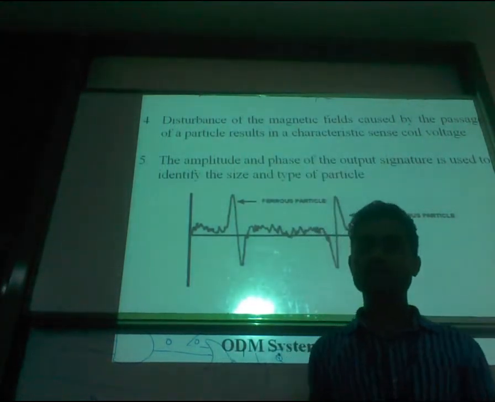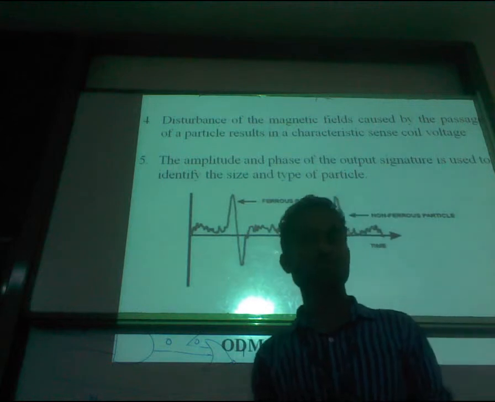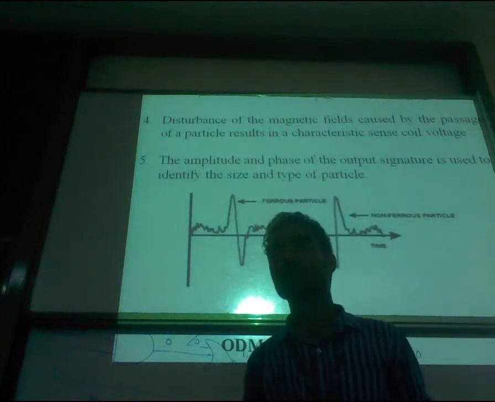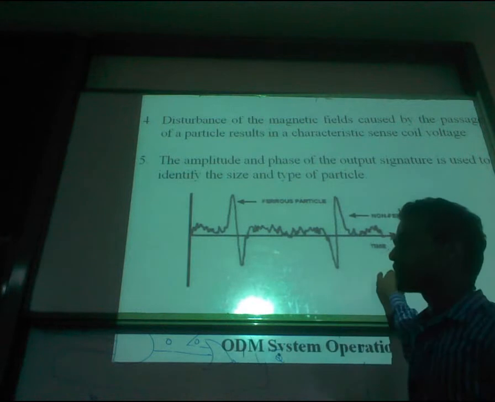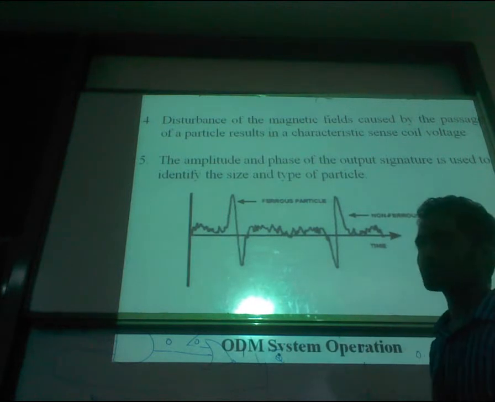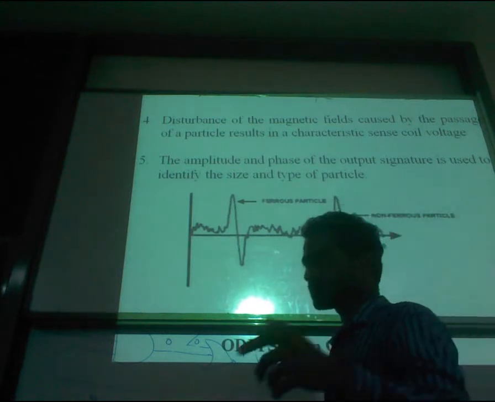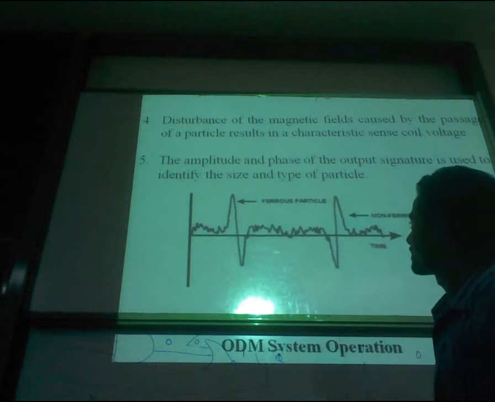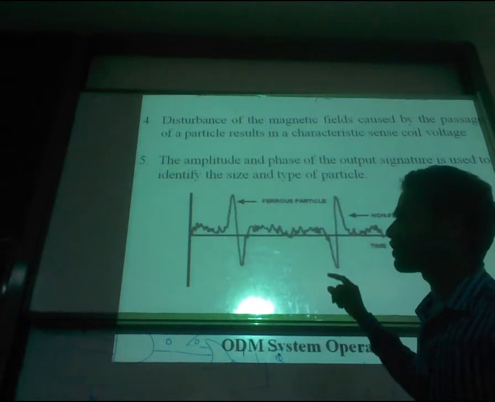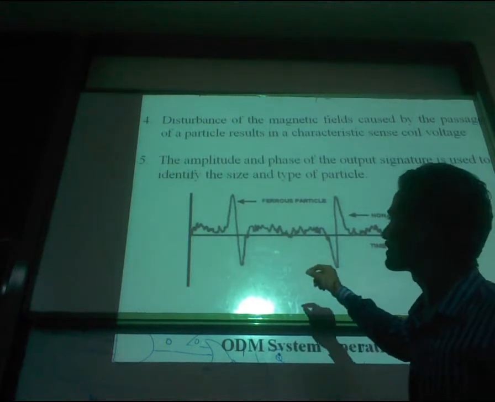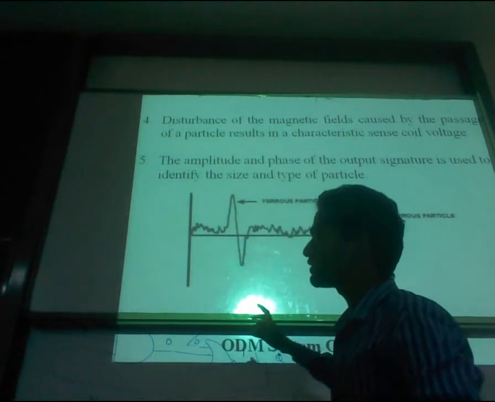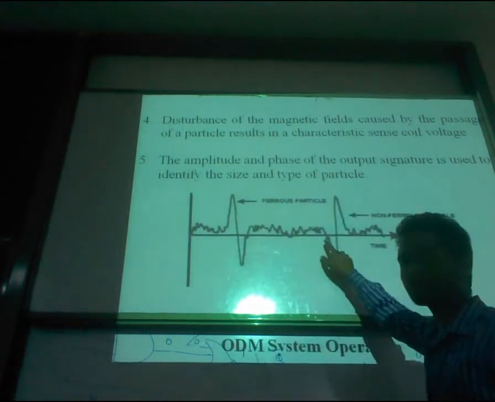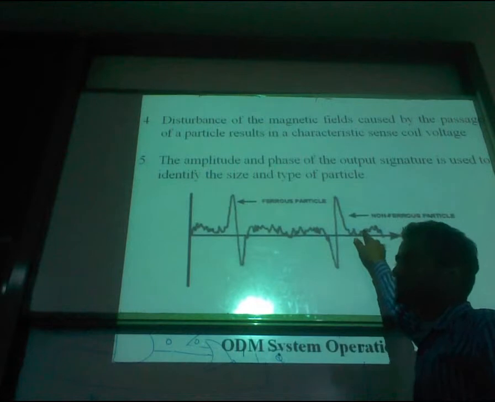The amplitude and phase of the output signature are used to identify the size and type of the particle. See, this is the signal which we get after the passage of the oil debris through the oil sensor. If the oil debris is a ferrous particle, then we will get this kind of phase. If it is a non-ferrous particle, then we will get the inverse of that phase.